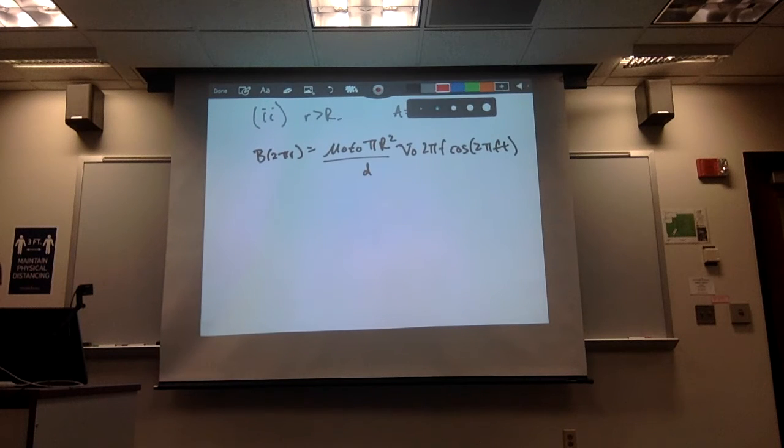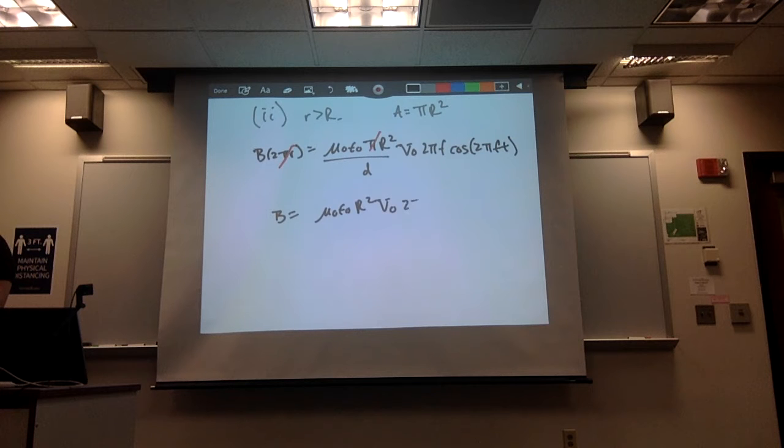So again, let's cancel some terms. The only thing that's going to cancel is the pi's, and that's about it. So now I'm getting that the magnetic field on the exterior is mu naught epsilon naught R squared times V0 times 2 pi times the frequency times cosine of 2 pi times the frequency times the time, all divided by 2 d r. So this is my magnetic field anywhere on the exterior.